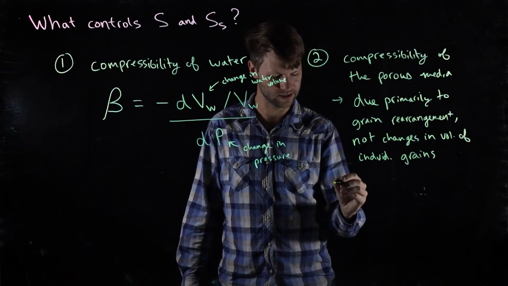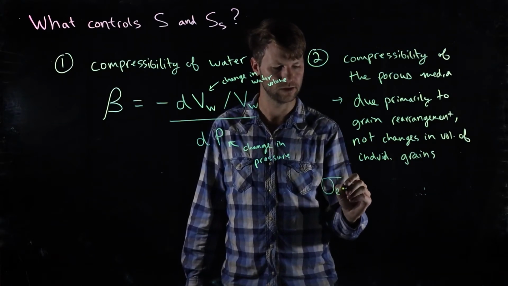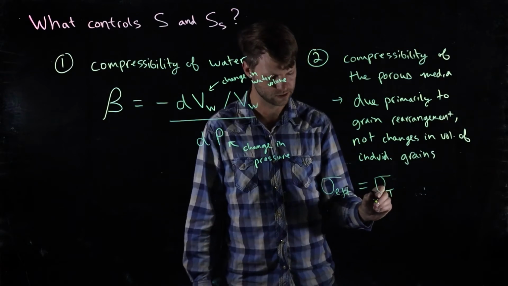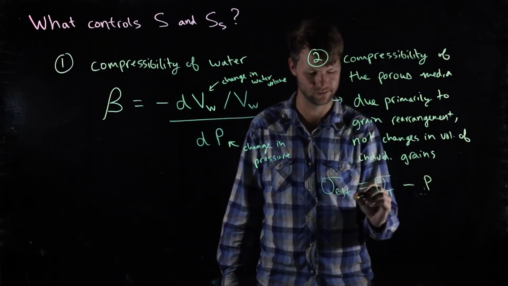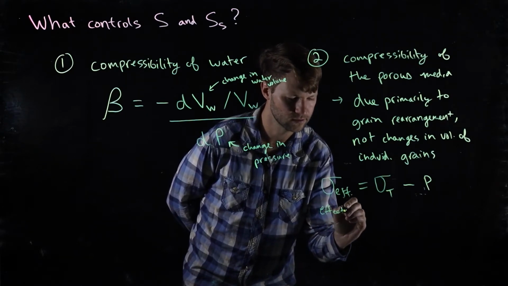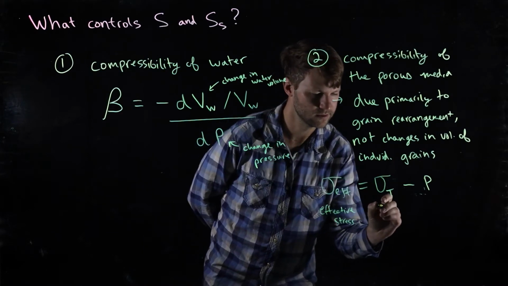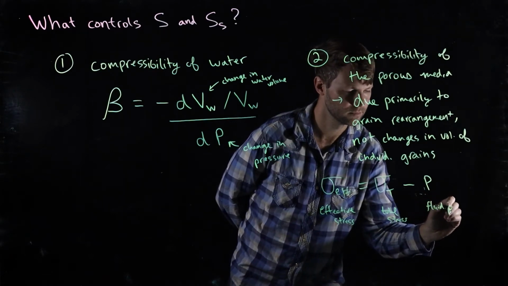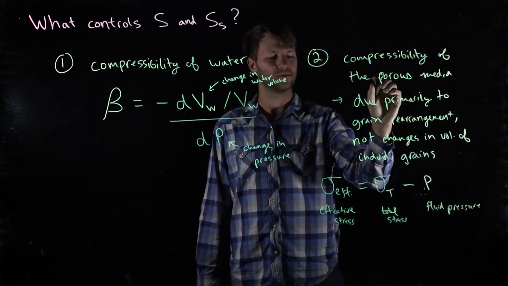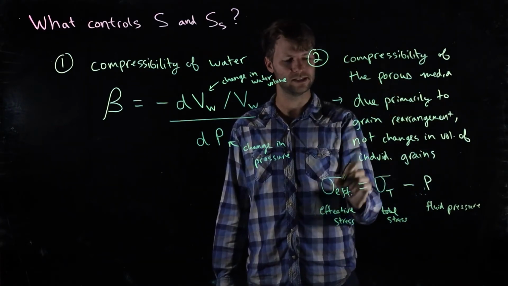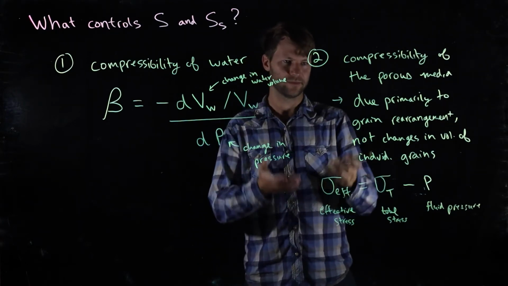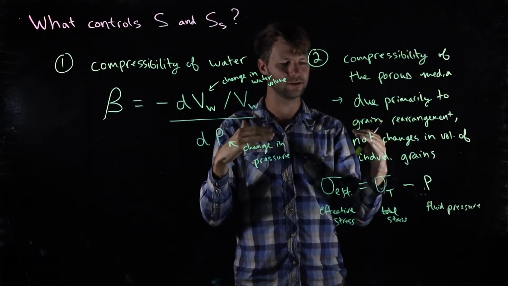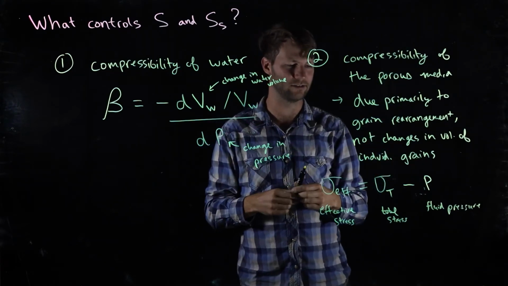And that stress is something that's known as the effective stress. And we'll denote this sigma effective, is equal to the total stress minus the pore fluid pressure. So this is the effective stress. This is the total stress. And this is the fluid pressure. The compressibility of the porous media depends on the effective stress. The way to think about this is that if you're deep in the earth and you've got a pile of rock and water above you, if you're a mineral grain, you're feeling the weight of that water and that rock above you.